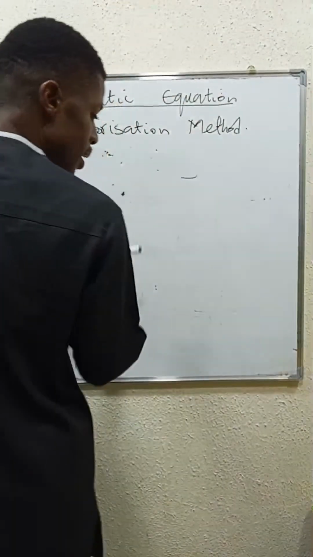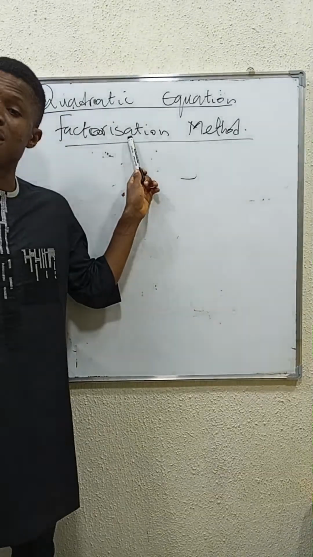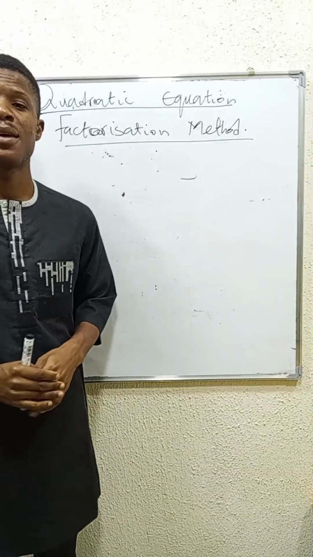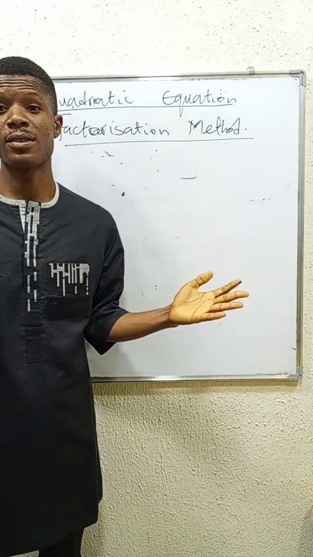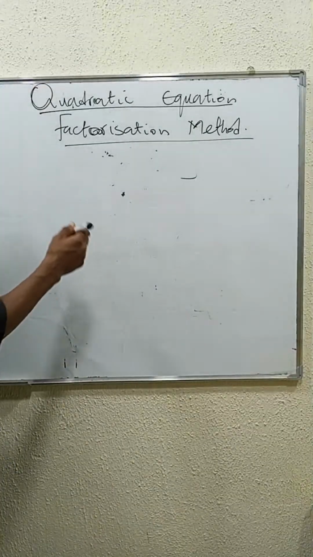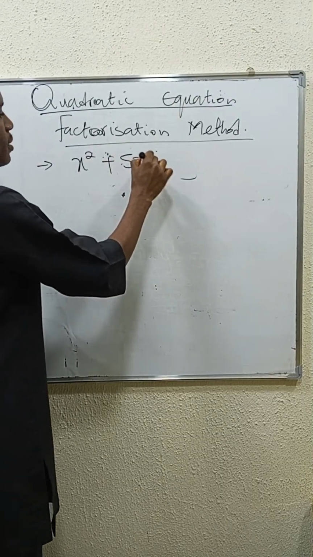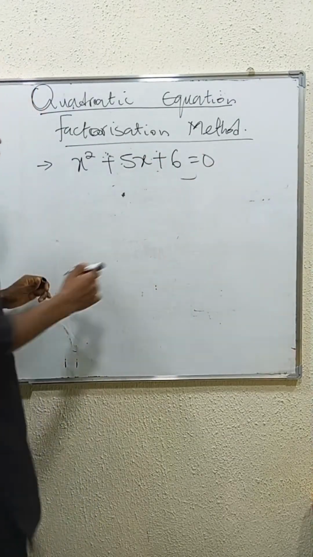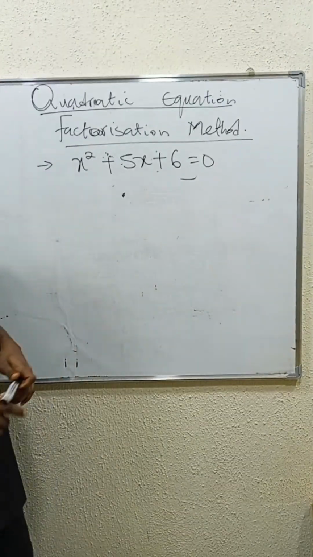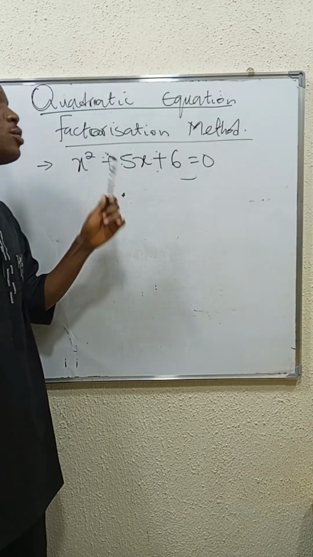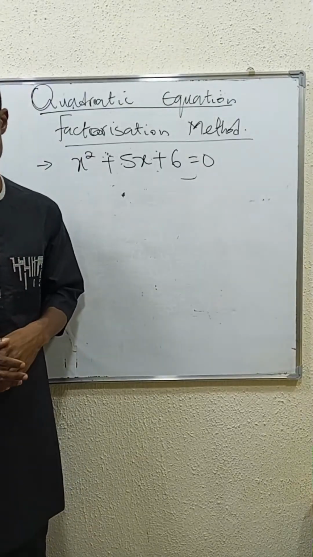So let's learn how to solve quadratic equations by factorization method. When you hear this term, it's just trying to express the quadratic equation in two factors. Let's say, for instance, we are trying to solve x squared plus 5x plus 6 equals 0. This is clearly a quadratic equation because this is a square. The highest power is 2, and we have equals to 0. The equality sign makes it an equation.